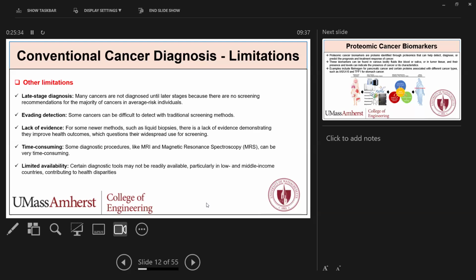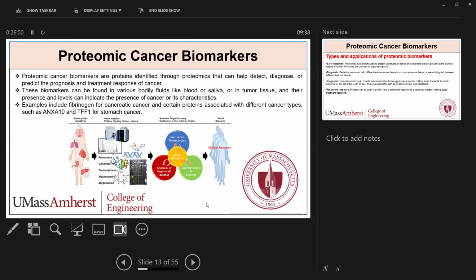So with all these current limitations, it is making us think, hey, you need to develop some method that can overcome all these limitations and can provide a better strategy to diagnose or predict the cancer at its early stage, or for the recurrence, or for the treatment, right? Yes. So to that end, in the last few years, researchers are focusing more on proteomic biomarkers for cancer prediction using different sensor methods.